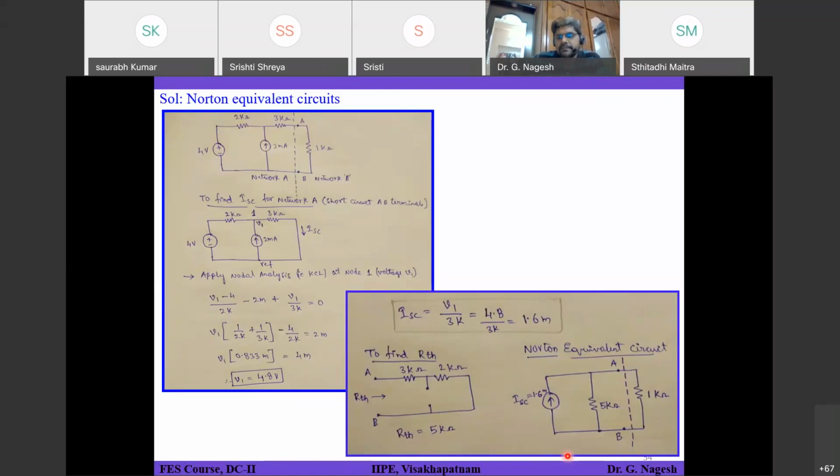So how you will adapt at that time is you will assume a 1 volt source across the open circuit terminals. You are understanding, right? You will assume 1 volt applied across the A and B terminals, right? So find out the current flowing out of that 1 volt source.